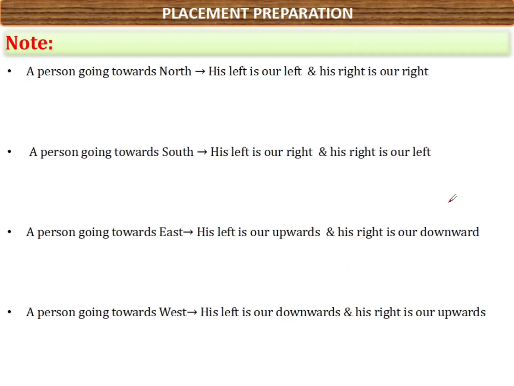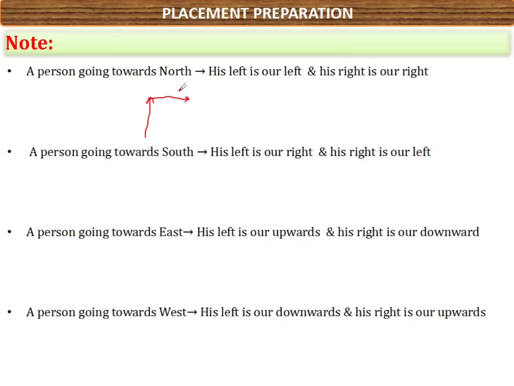Let's continue. Now, if a person is going towards north, his left is our left and his right will be our right. Now please understand, if a person is going towards north and he turns to his right, which side will it be? Obviously this side. This is our right. So he is facing towards north, his right will be our right only.